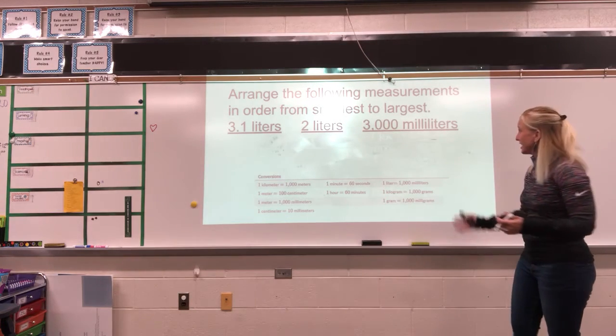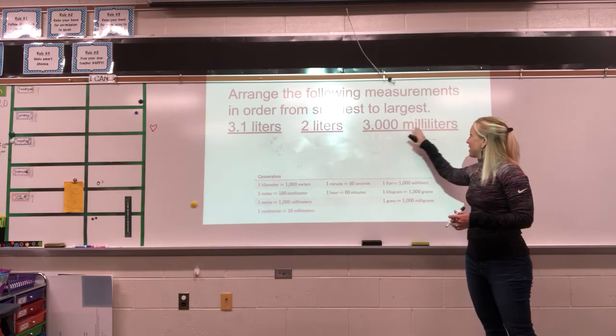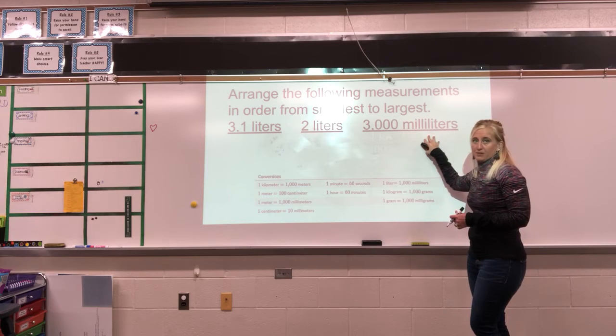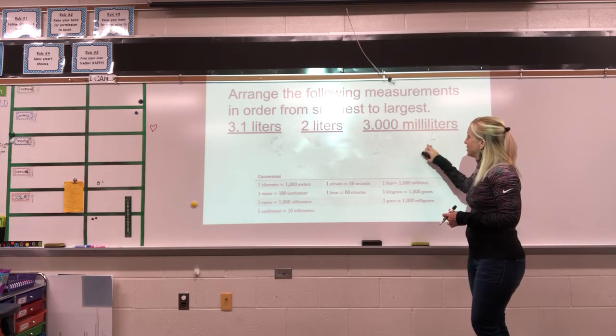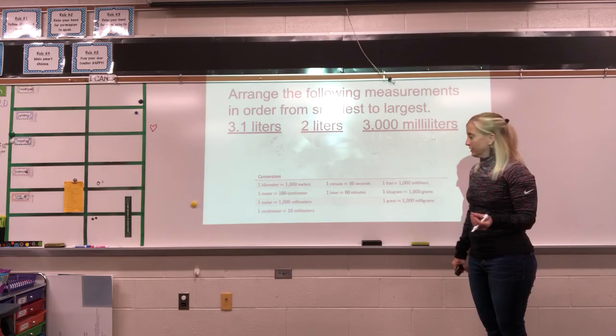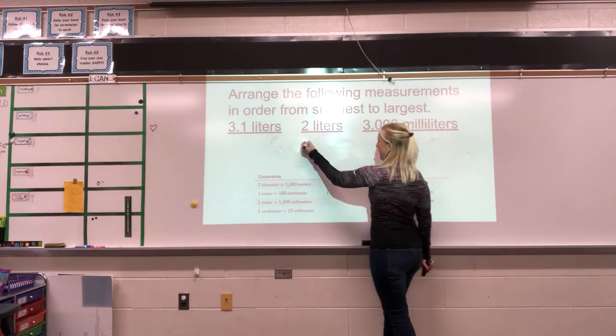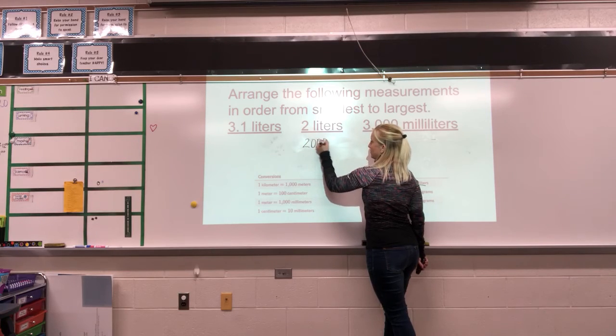Okay, so my first thing here is I'm noticing that the smallest unit of measure is milliliters, so that's what I'm going to change all of my other measurements into. Well, I know that 1 liter is 1,000 milliliters. So 2 liters would have to be 2,000 milliliters.